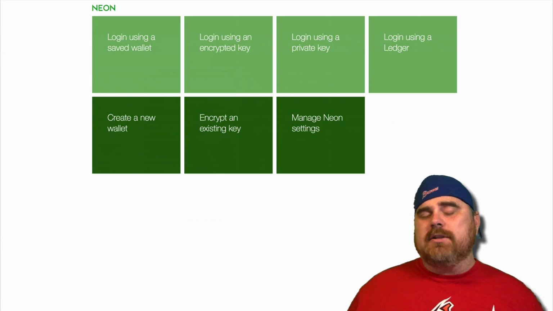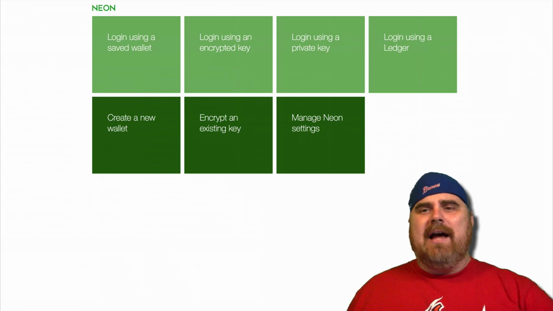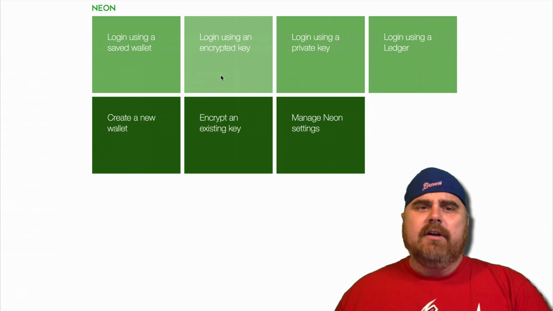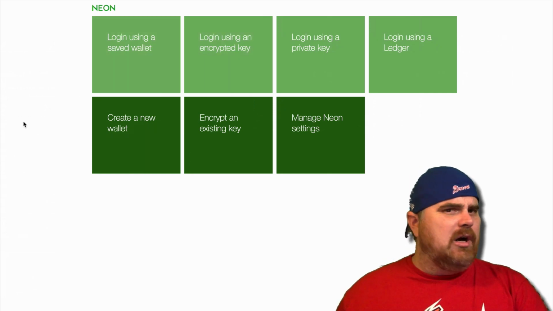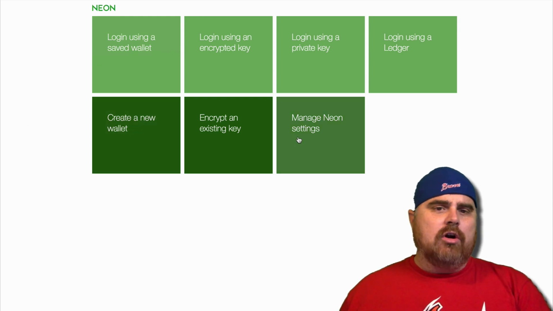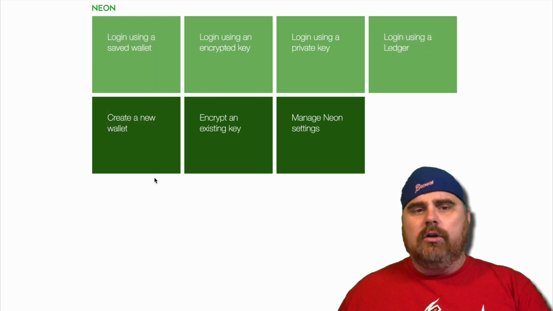Okay, so I have the Neon wallet pulled up. This is exactly what it looks like when you do open it. You have some up here that are kind of a lighter green color. When I first downloaded it, I thought to myself that that meant that those were unclickable, but that's not true. The dark green and the light green are all clickable.